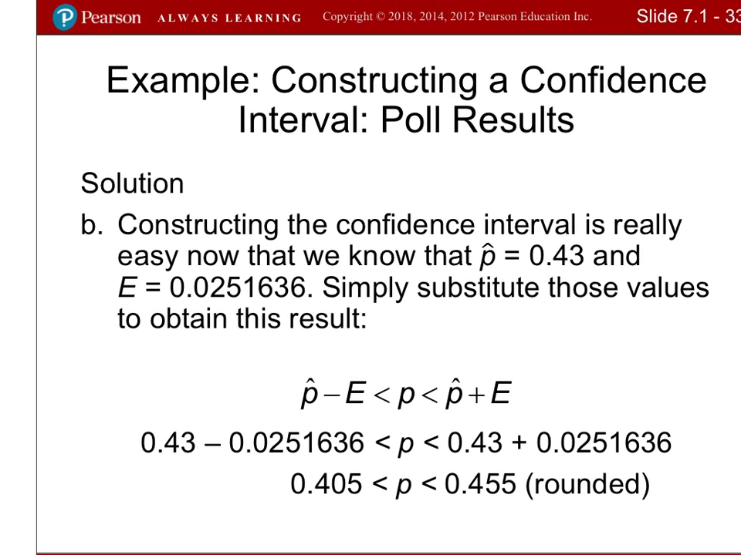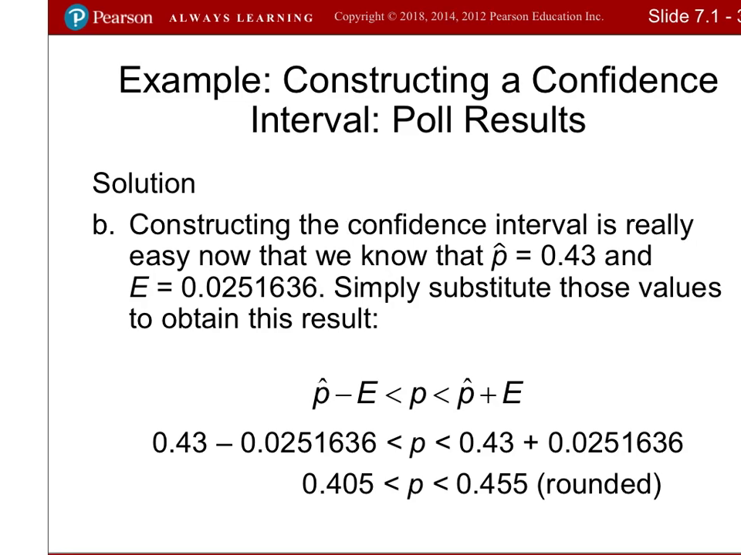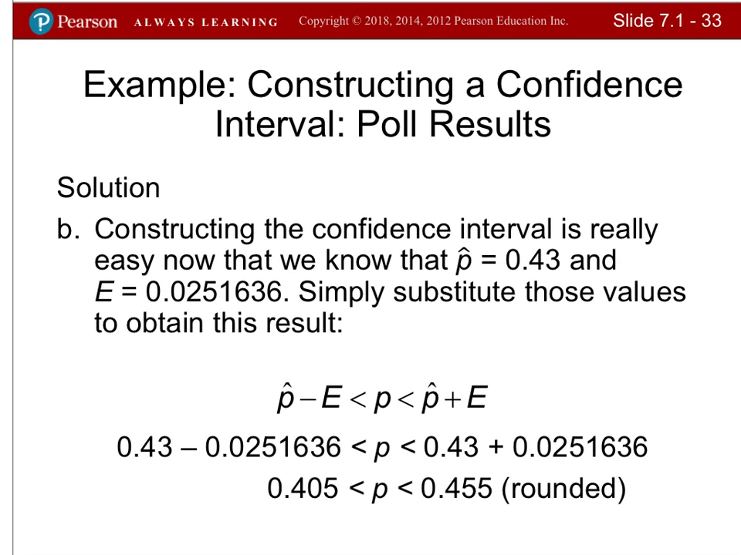But look what you're going to do. You're going to take your interval. Your interval, the bottom boundary is P hat minus the error, so 0.43 minus the 0.025. Your upper is 0.43 plus the 0.025. And there we go, rounded. We've rounded to 3 significant digits.